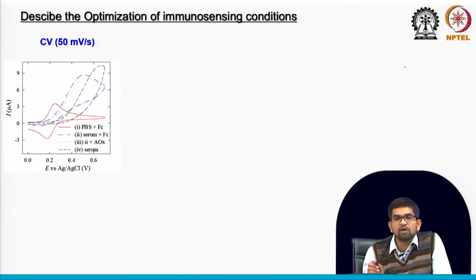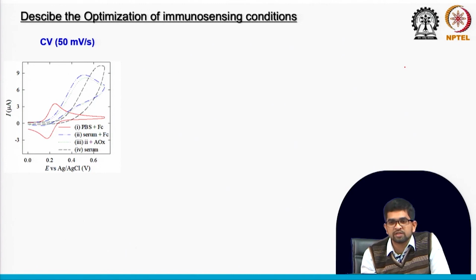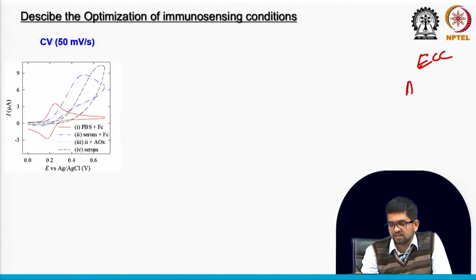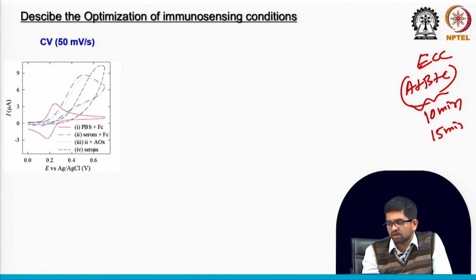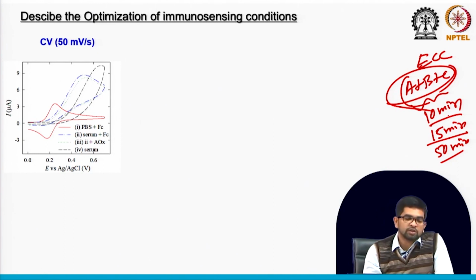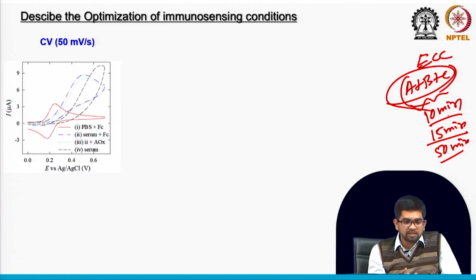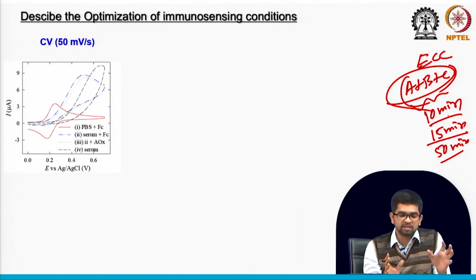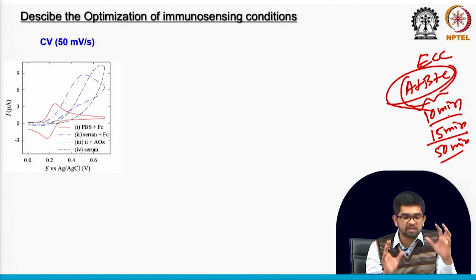and time, how long incubations you are using. As I told you, suppose ECC redox cycling, right? In ECC redox cycling, A plus B plus C, 3 chemicals you are using. So maybe you have to incubate for 10 minutes or maybe 15 minutes or maybe 50 minutes. Which time you want to use for this reaction incubation, that also you have to optimize, right? So this kind of question may come: from the optimization of immunosensing, which conditions you have to optimize and how to optimize.